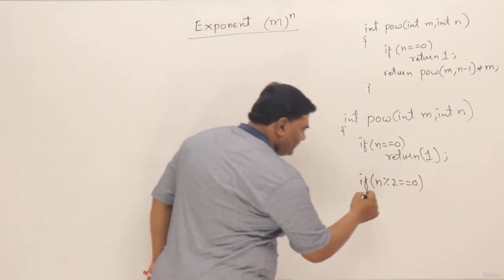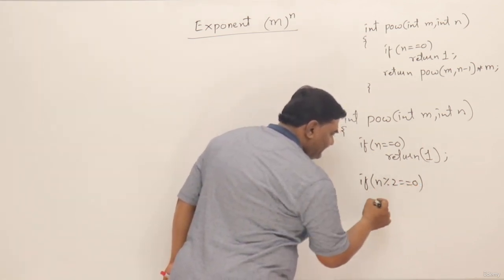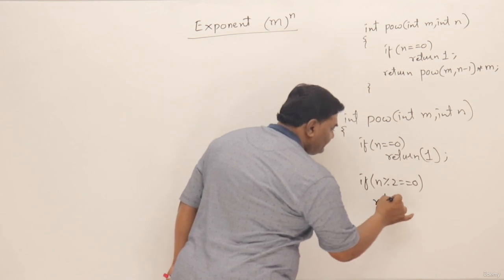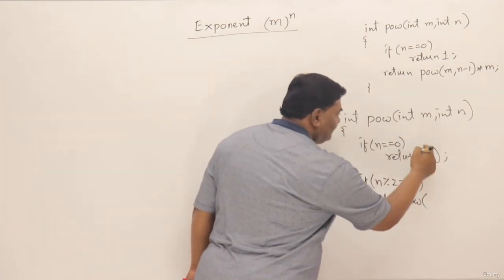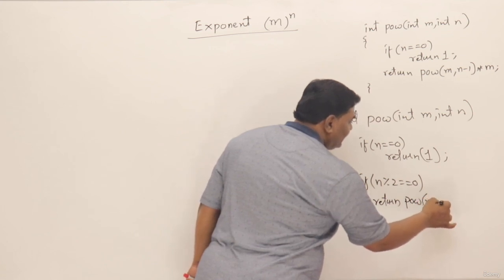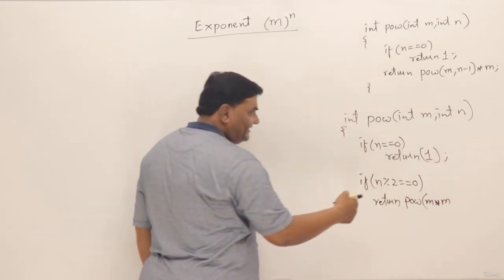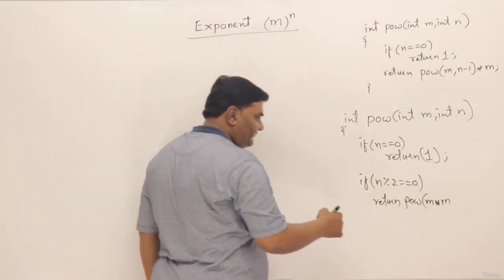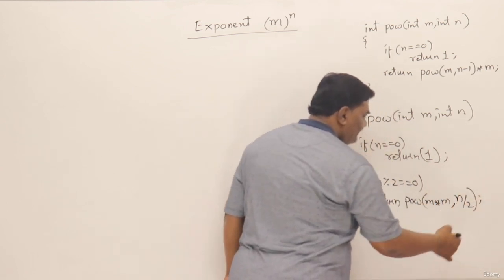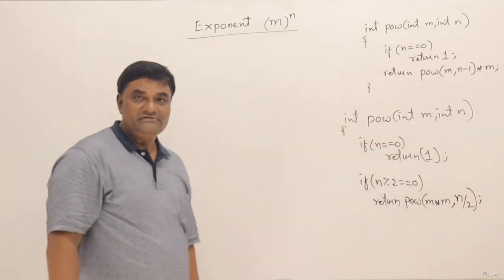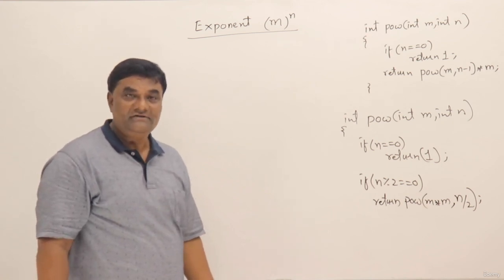So let us write that code here. If it is an even number, then return, call the power function and multiply m into m. So one multiplication, that is m is multiplied by itself one time, then this will be n by 2. That's good. So the number of multiplications will reduce further.